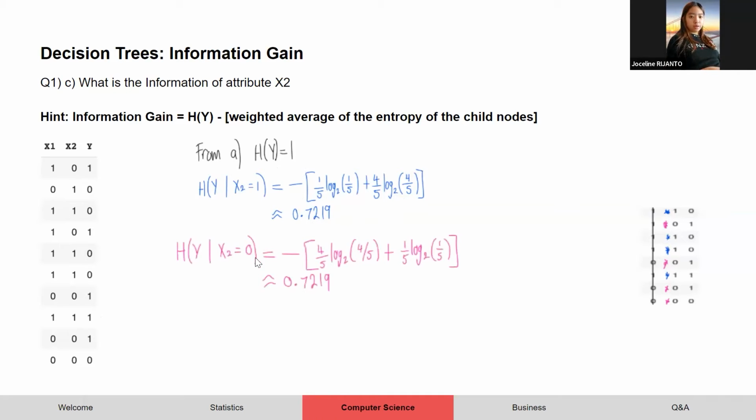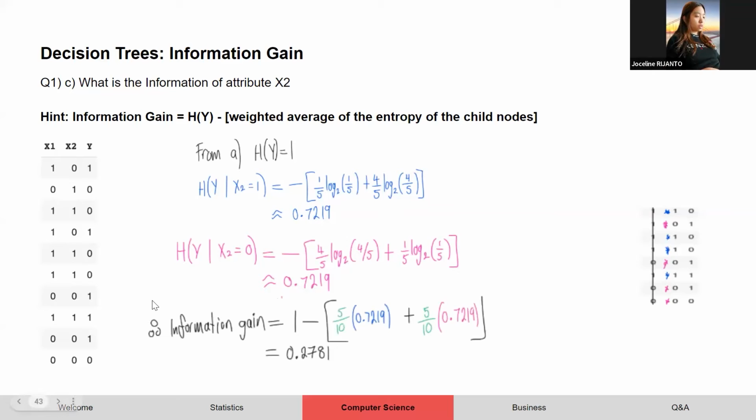And then similarly, we have x2 is equal to 0, and we can see there are 5 values when x2 is equal to 0. Out of those 5 values, we have 4 values where y is equal to 1, and only 1 value where y is equal to 0. We use the equation again, and we get 0.7219. So from here, we get an information gain of 0.2781.